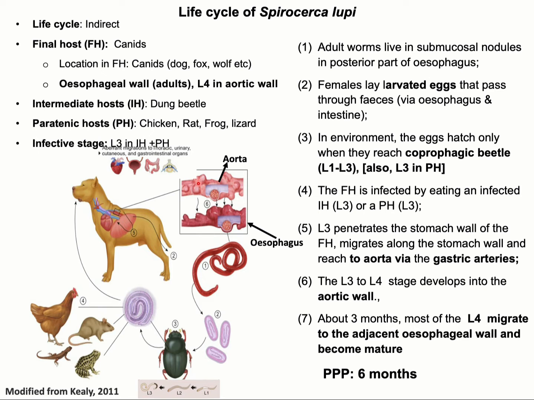So 3 months after ingestion, L4 stages migrate to the wall of the adjacent esophagus and mature there.